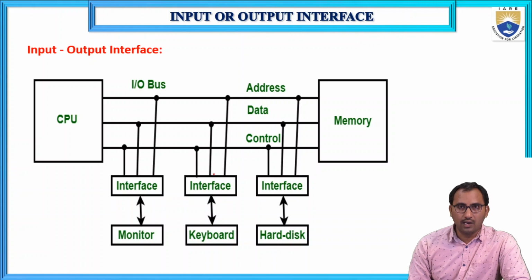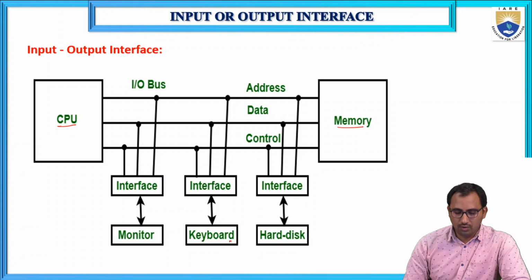So here you can see the IO interface. This is a CPU, central processing unit, and this is a memory. The CPU can access all the different IO devices. How can it access them? Every IO device has some address, a hexadecimal address. Suppose this is IO device 1, this is IO device 2, this is IO device 3. So these are the different IO devices connected.